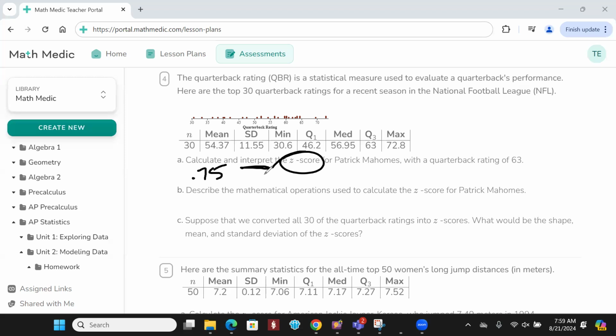Okay. Describe the mathematical operations used to calculate the z-score for Patrick Mahomes. So what do we do first? Subtract the mean. Then what? Then divide by standard deviation. That's pretty easy, you just use the formula, right? Suppose that we converted all 30 of the quarterback ratings into z-scores. What would be the shape, mean, and standard deviation of the z-scores? The mean will be 0, the standard deviation will be 1, and the shape will be normal.